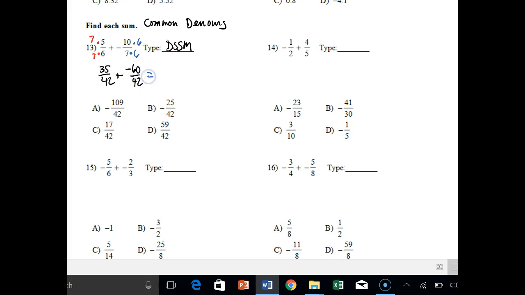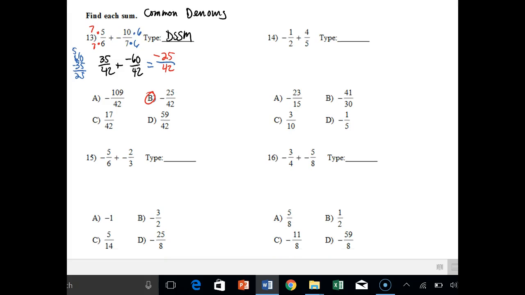So you have to use your integer rules, different sign, subtract. You want to do basically 60 minus 35. Gotta borrow. So that becomes a 5, that becomes a 10, 5, 25. And that's going to stay negative 25 over 42. All right, why is it negative 25? Because we had more negatives. I know, that was super tricky, super complicated. If I were you, I'd pause, rewind, and then attempt number 14.